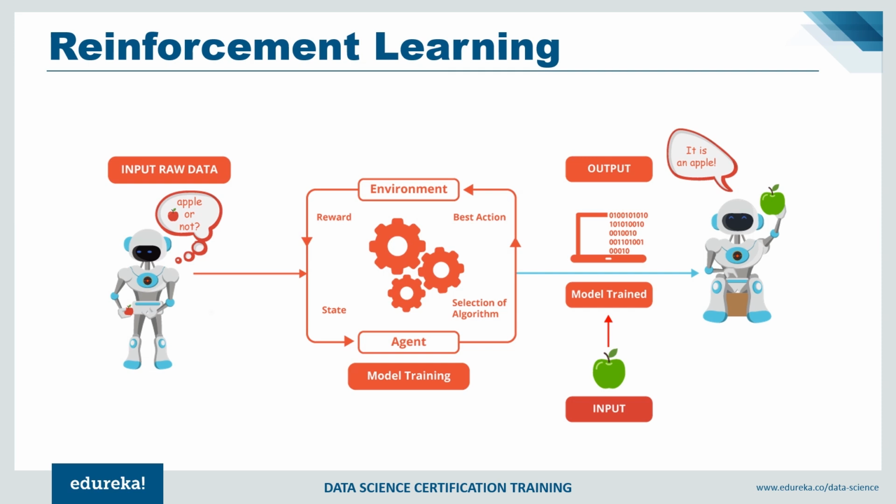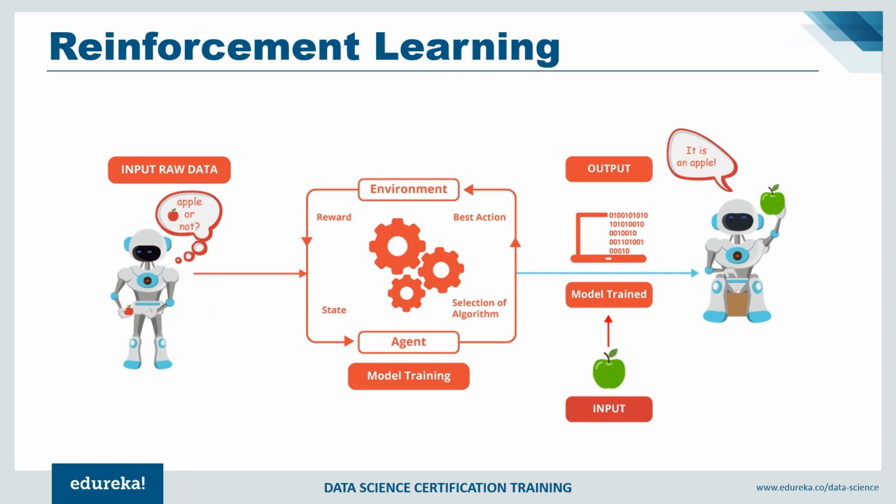So if you provide a picture of a green apple, although the apple which it particularly knows is red, it will try to get an answer with the past experience it has, and it will reiterate the algorithm and then finally provide an output which is according to our requirements.